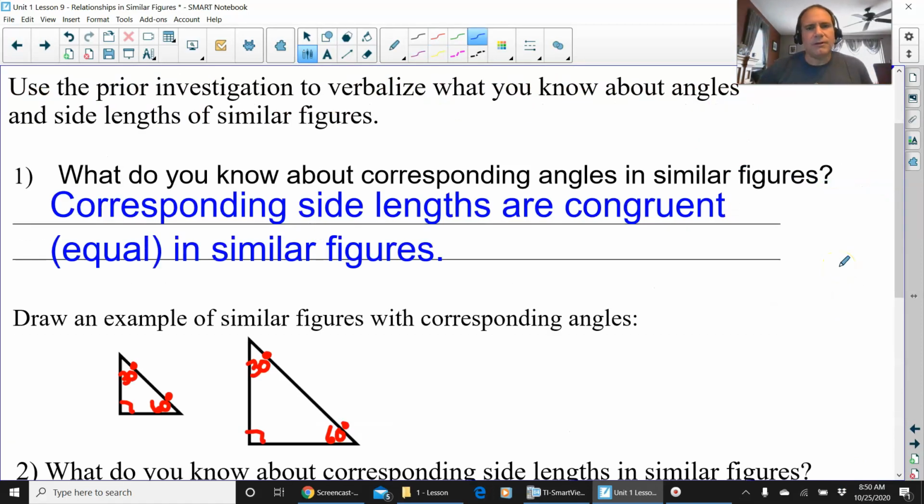Okay, so what do we know about corresponding angles and similar figures? I put down, and you should put down this exact thing if you didn't already, corresponding angles are congruent, equal in similar figures. I drew an example of 2 triangles that we've seen a number of times before, where the corresponding angles are equal to each other. This is equal to 30, and this is equal to 30, this is equal to 90, this is equal to 90. All corresponding angles are equal to each other.